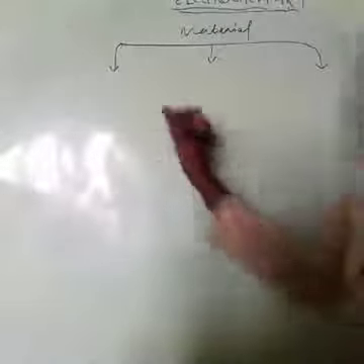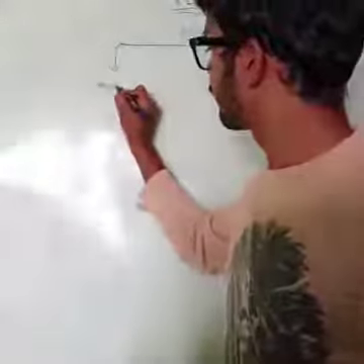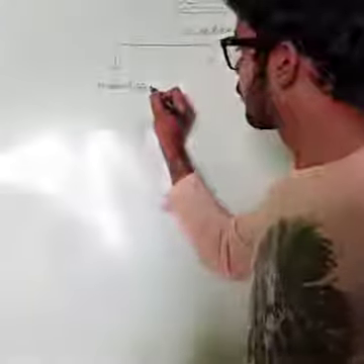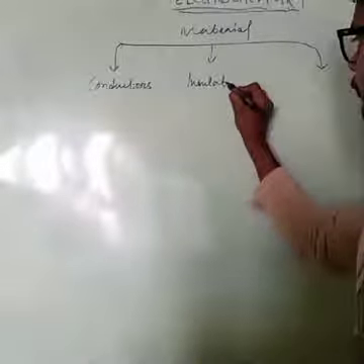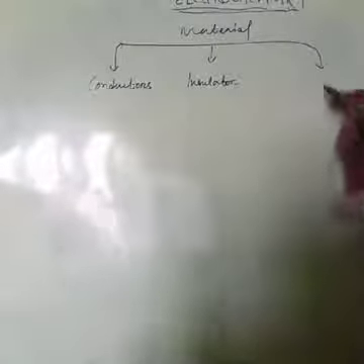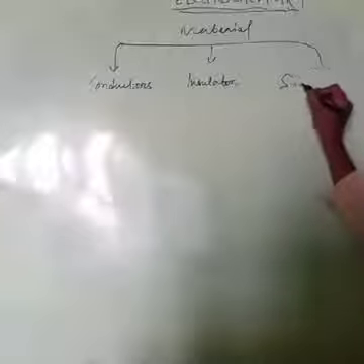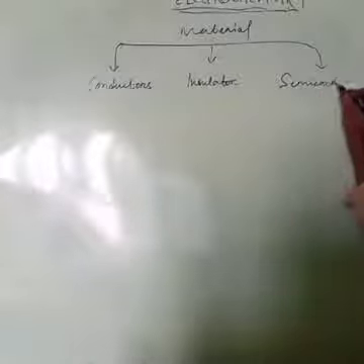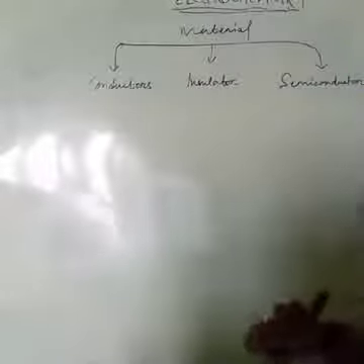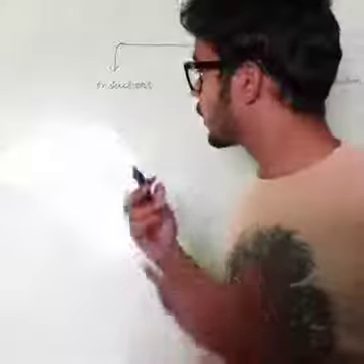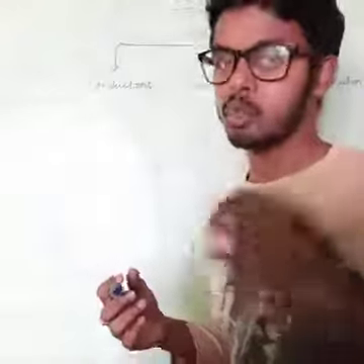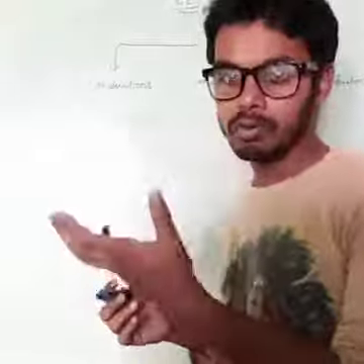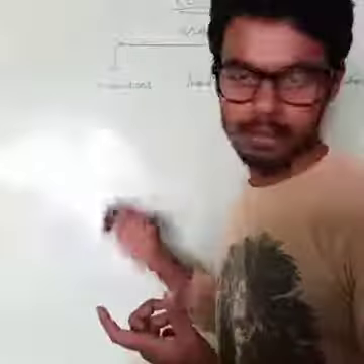The first is conductors, second is insulator, third is semiconductor. Okay, it is very basic: what are conductors? Those materials that conduct electricity or electrons, we will call conductors.